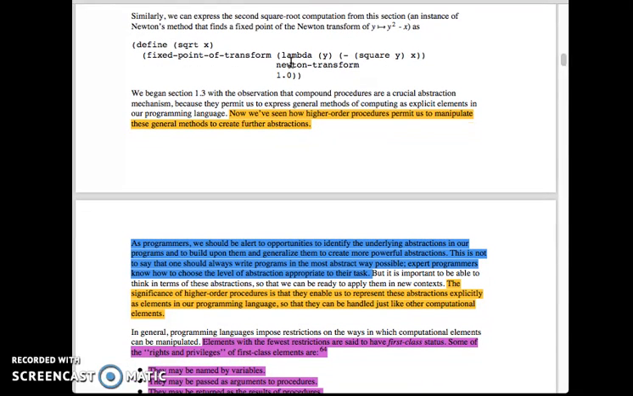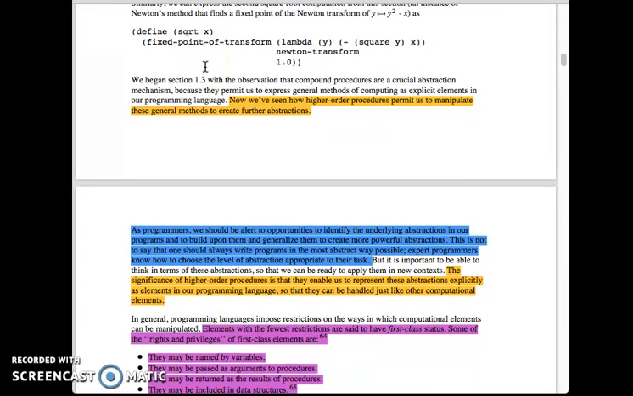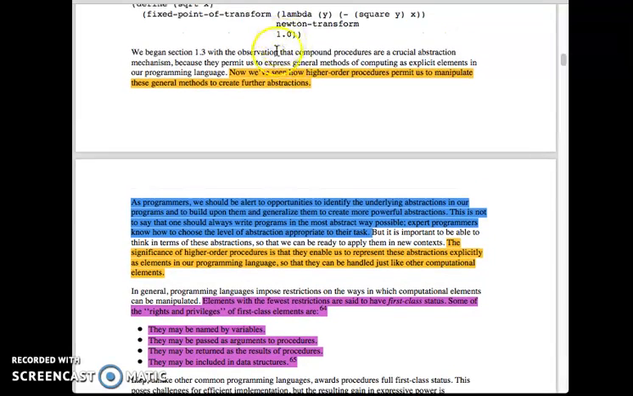Similarly, we can express the second square root computation of this section, an instance of Newton's method that finds a fixed point of Newton's transform of y maps to y squared minus x, as follows. Define square root of x to be the procedure that takes input x and returns the fixed point of transform, where the procedure takes input y and computes y squared minus x, applying Newton transform, starting with a guess of 1.